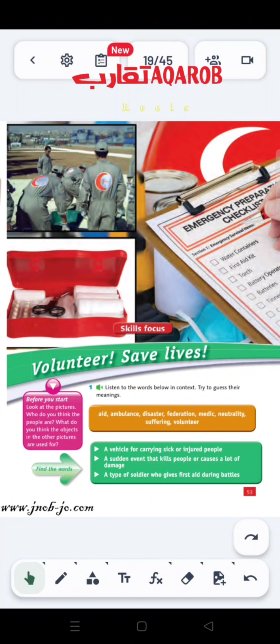So, in the previous lesson, we had a new topic, volunteers save lives, and we knew that a volunteer is a person who offers to do something without being paid for it. And we also discussed the pictures here by answering the questions, and we also found out the meaning of the words here and composed sentences related to each one of them.